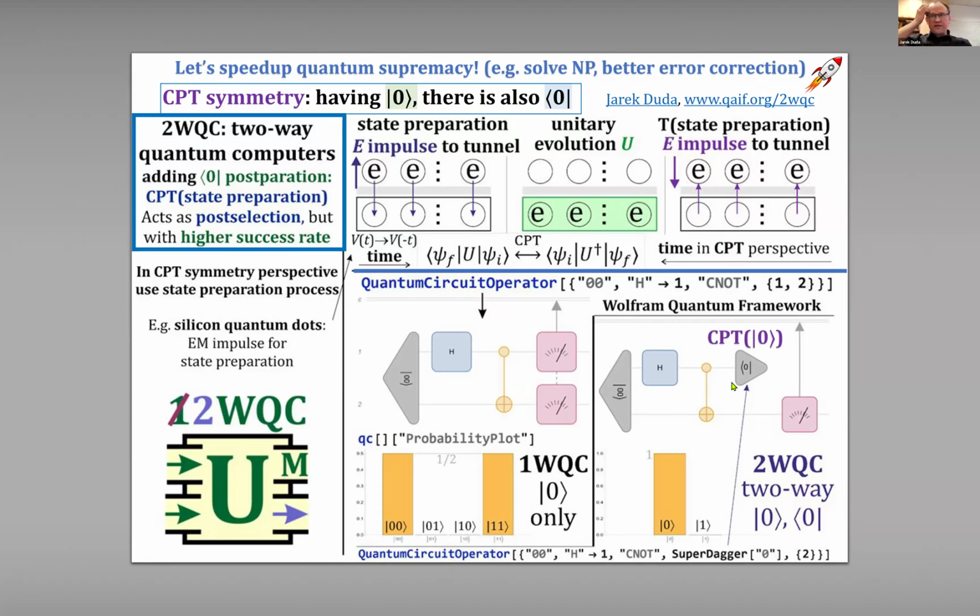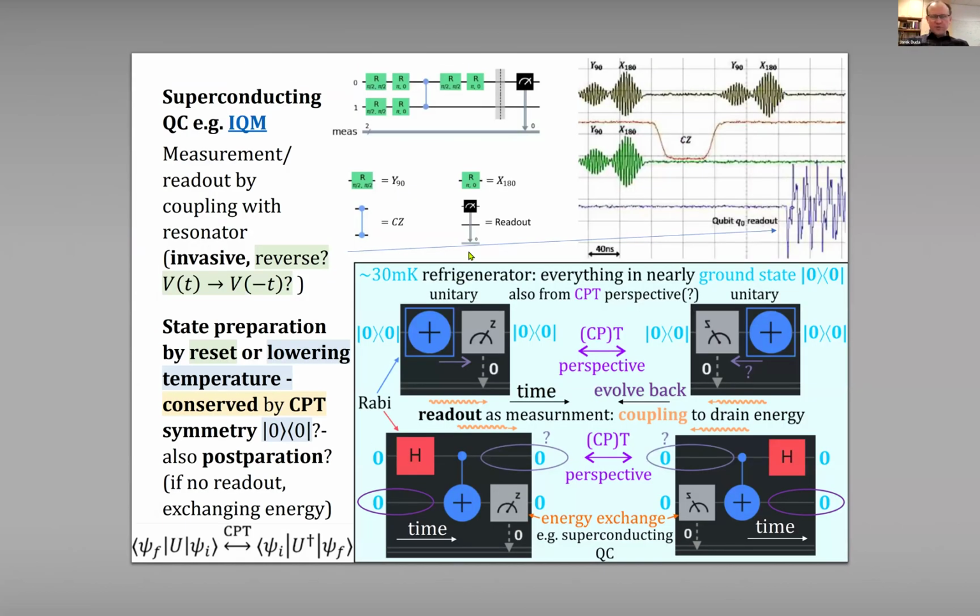So let's look at another example. In superconducting quantum computers, and many others, very low temperature is used, like 30 millikelvins or lower, to be certain that nearly all qubits are in the ground state. But from the CPT perspective, temperature is the same. It's just mean energy, so it doesn't matter if you use it here or here. So we can start with the ground state, thanks to the very low temperature, and evolve toward the right. But CPT symmetry allows us also to evolve backward. So we can take the ground state here and evolve here.